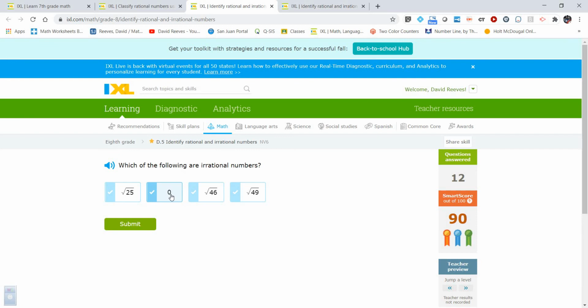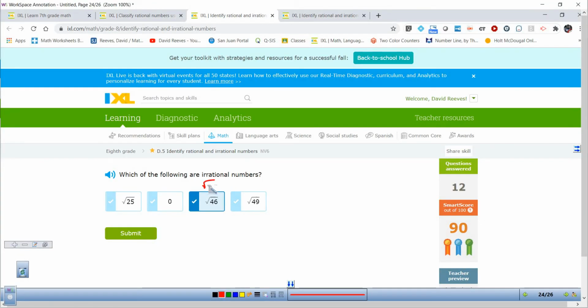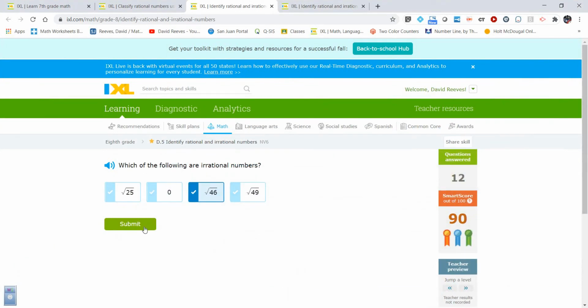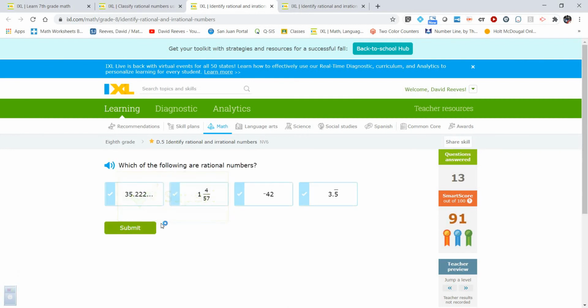Well, 0 is whole number. That is rational. 25, perfect square. Square root of 25 is 5. 49, perfect square. Square root of 49 is 7. There's our 46, which is between the square root of 36, which is a perfect square, and the square root of 49. It's in between them. So therefore, it is irrational.